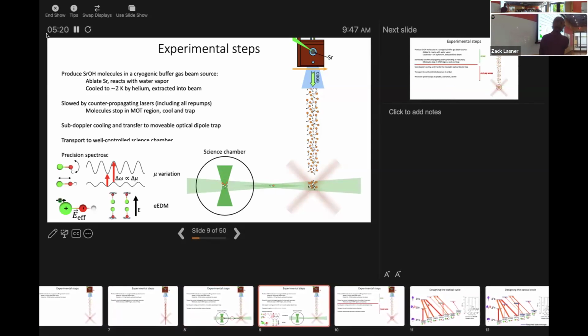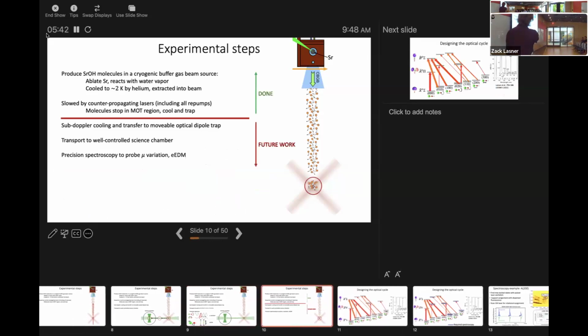So yeah, then we will do precision spectroscopy. So we can do this mu variation measurement I talked about, or an EDM measurement that I'll talk about at the very end with a bit of a twist on even further improvements specifically for the EDM. Although SrOH is actually an excellent species for the mu variation already, it doesn't help to go to more complicated molecules.